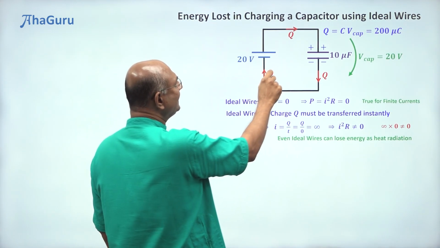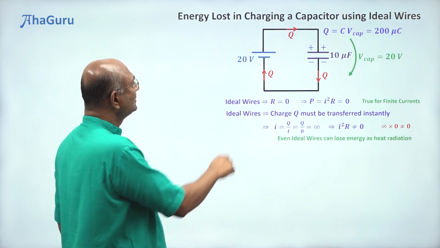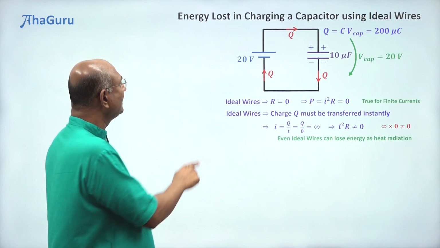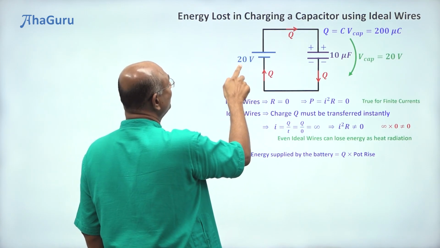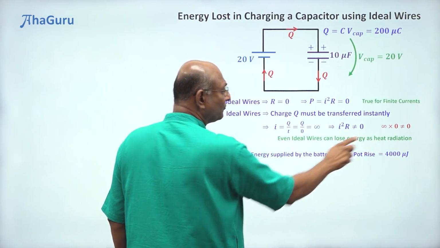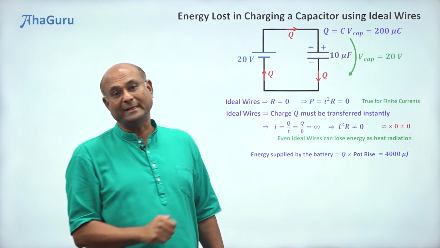Let us calculate the energy that is lost as heat in this situation. This charge flows through this battery. So what is the energy supplied by the battery? Well, it is Q times the potential rise. So it is going to be Q times 20, 200 into 20, 4000 microjoules. So this is the energy supplied by the battery.